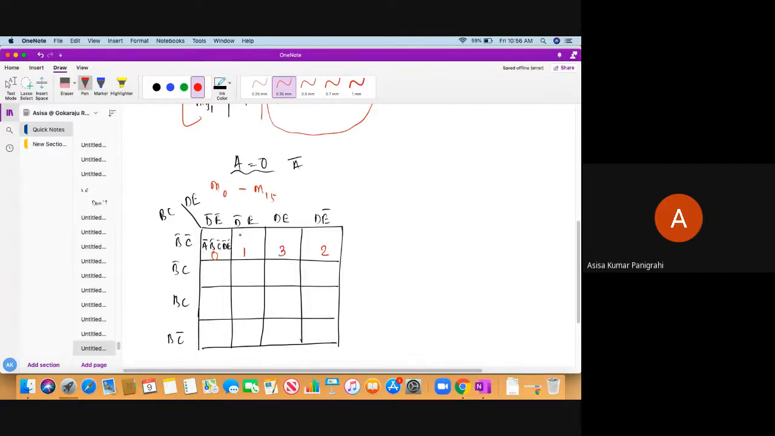Okay, here how is it represented? 0, 0, 0, 0, 1. How is it represented? 0, 0, 0, 1, 1. 0, 0, 0, 1, 0. Next, 0, 0, 0.